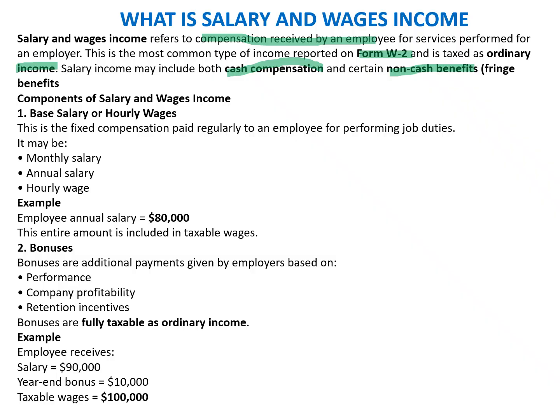If you look at the components of the salary, it has the base salary or the hourly wages. This is the fixed compensation paid regularly to the employee performing the job duties, which can be a monthly or annual salary, or hourly wages. For example, if an employee's annual salary is $80,000, this entire amount is included in the taxable wages. The next component of salary can be bonuses. Bonuses are additional payments given by employers based on performance, company profitability, and retention incentives. Any kind of bonus paid to the employee is included as part of the salary and wages income. We'll move to the next slide and look at other components as well.